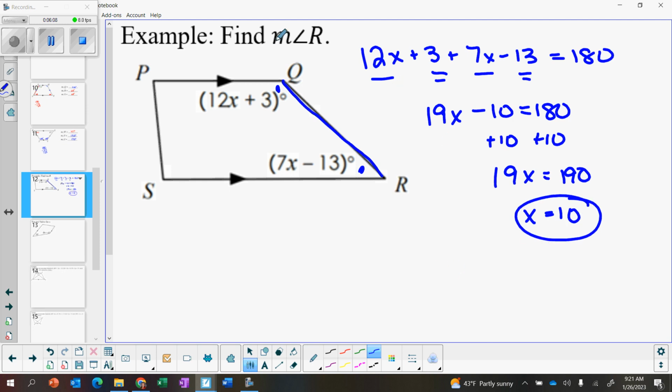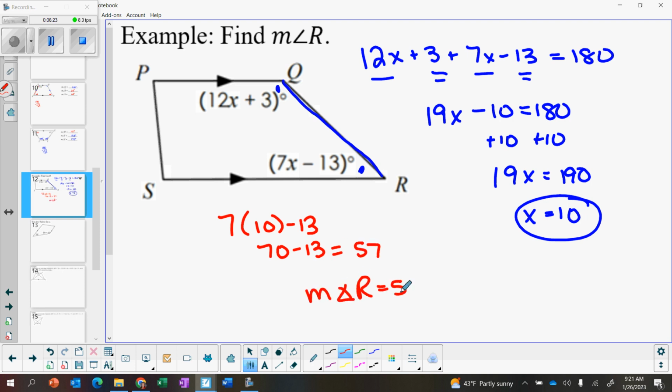I actually want to find the measure of angle R. So we're going to substitute it back into the 7x minus 13. So that's 70 minus 13, or 57. So the measure of angle R is 57 degrees.